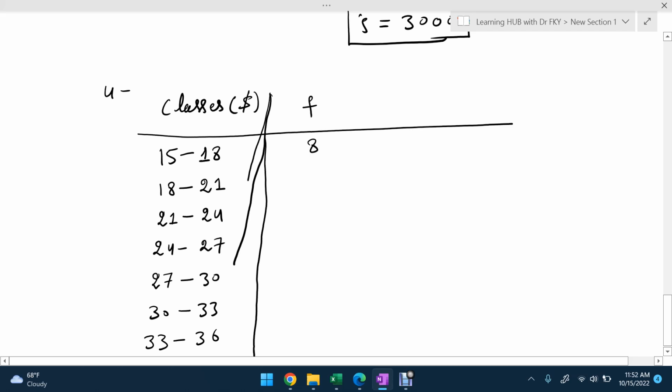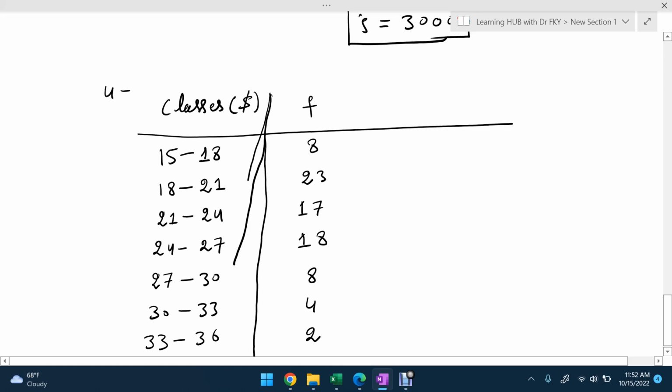In this interval there are 23 values. In this interval there are 17 values. In this interval there are 18 values. In this interval there are 8 values. In this interval there are 4 values, and in this interval there are 2 values.